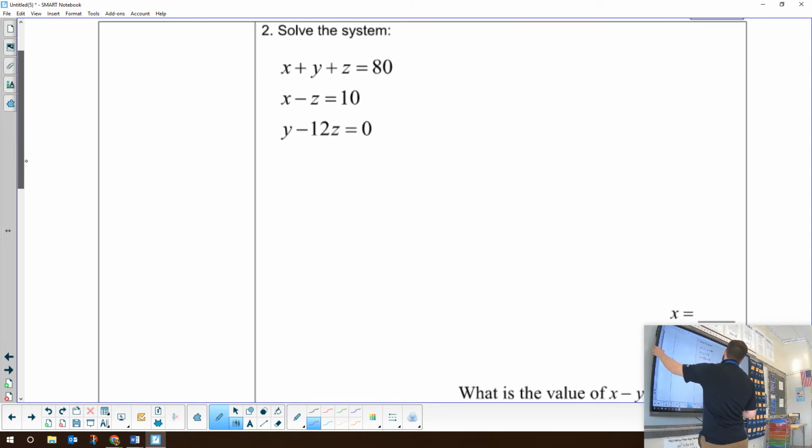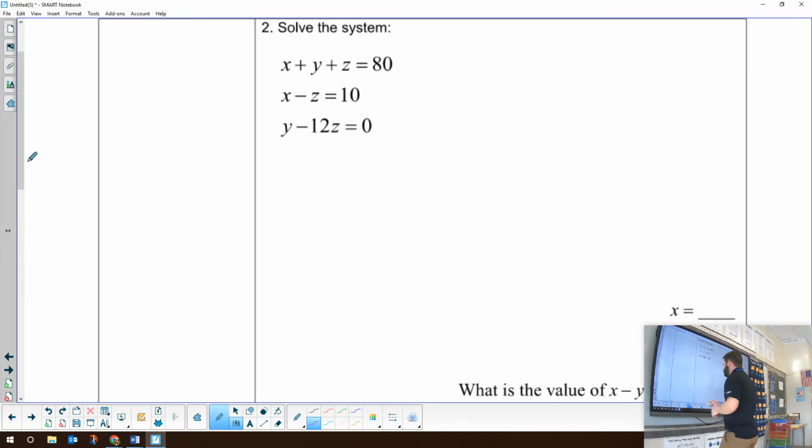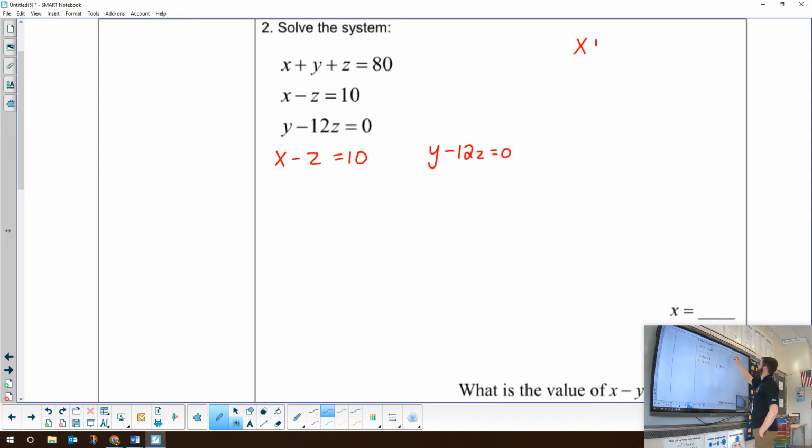So number 2 is another great example of us having 3 equations. So once again, I'm going to write these out. I'm going to write out x minus z equals 10. I'm going to write out y minus 12z equals 0. And then up here, so I have enough space, I'm going to write x plus y plus z equals 80.